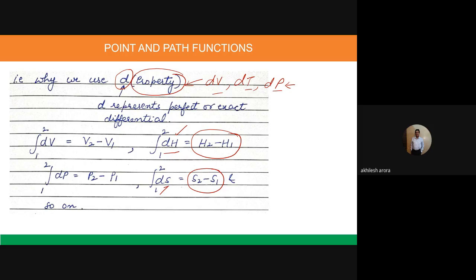What is s? S is entropy. For dp, I will get p2 minus p1. For dv, I will get v2 minus v1. And this small case letter, small d, is representing the perfect or the exact differential.